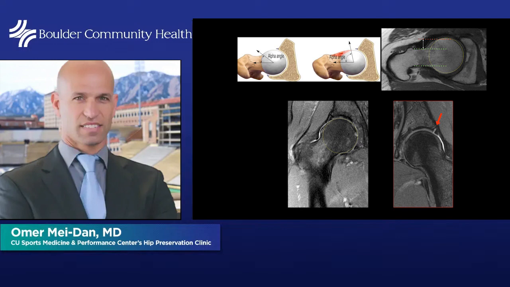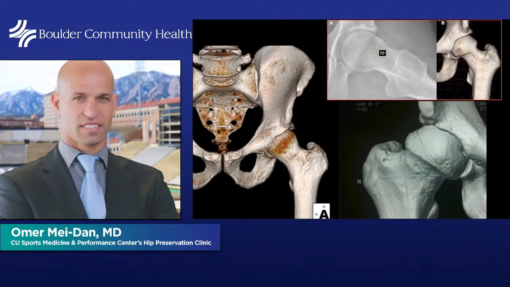You can see that we also can see that cam impingement, that excess bone, on the MRI. Afterwards, if we do not treat that, then it causes a labral tear, and you can see that labral tear here with the red arrow. When we have to correct the cam lesion and remove all that excess bone, we'll have to go outside of that yellow line, away from the normal part towards the area where you have excess bone that we need to remove.